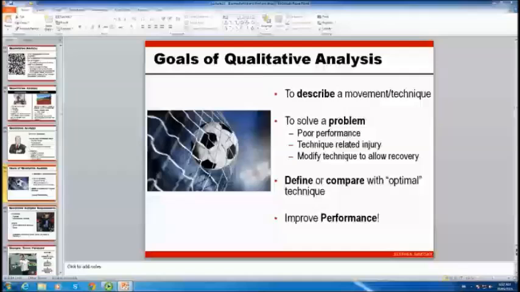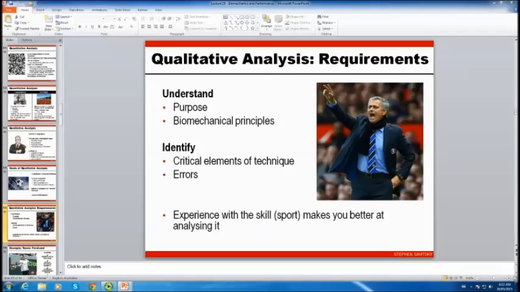What do you need to be considered an effective qualitative source? Two basic things, really. You need to understand what's going on. In general, if you had no idea what the goals of the sport are, what the goals of the skill are, then you would have no idea what feedback to give.